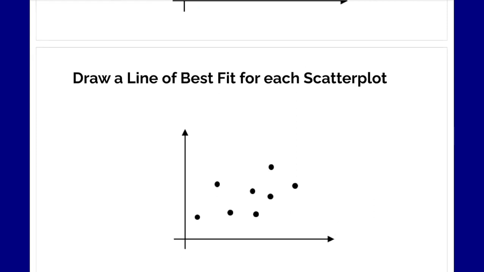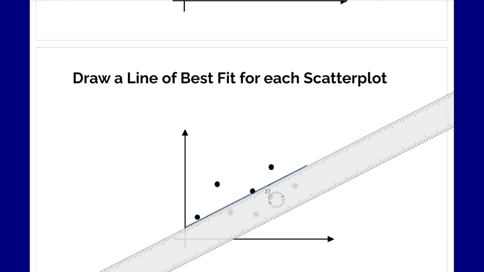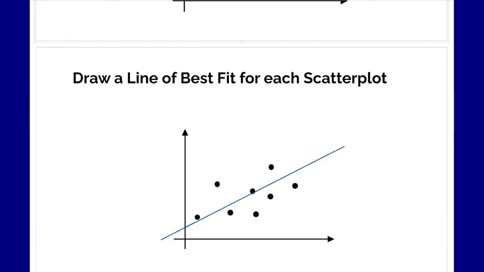And last one, again, as best as possible. I'm kind of just doing it quickly, but I'd say that might be a good line of best fit, right? Again, it's following the trend, it's following the direction that the data is going in, and it's as close to as many points as possible.